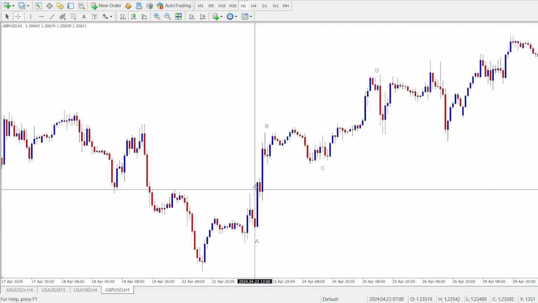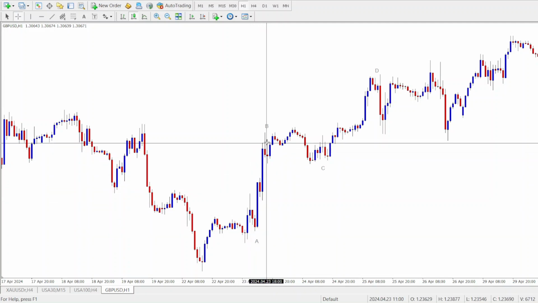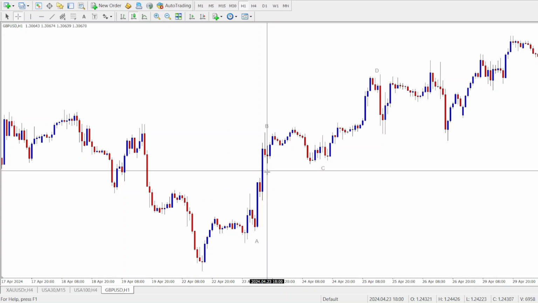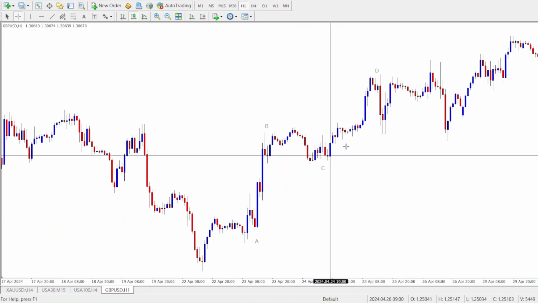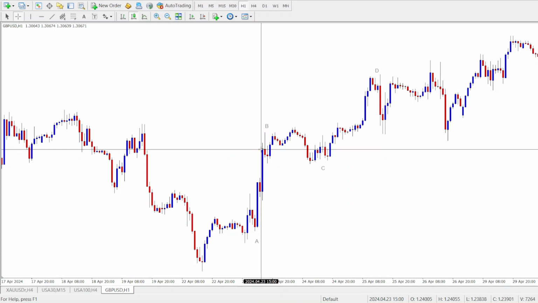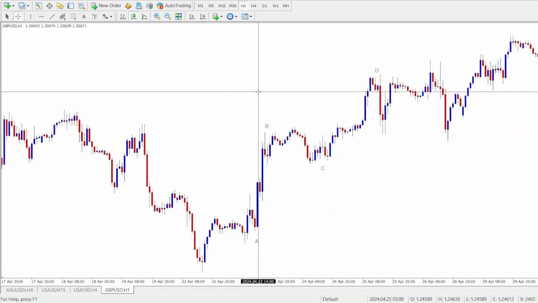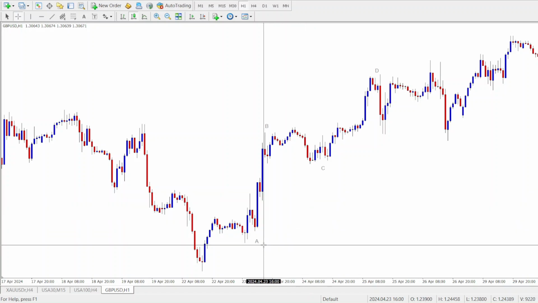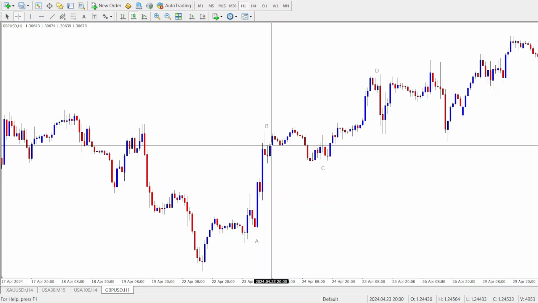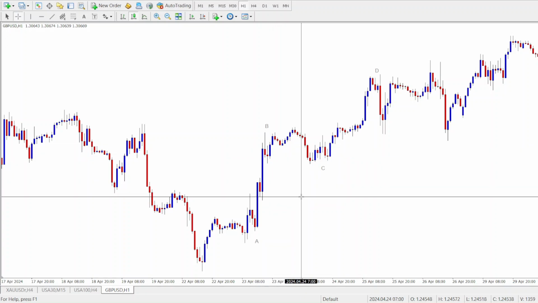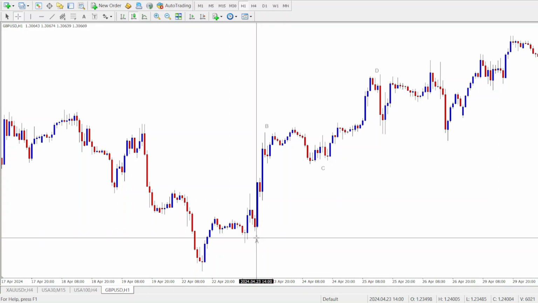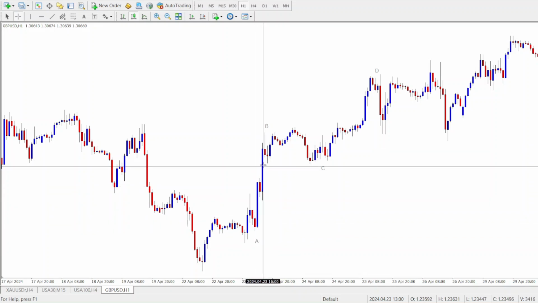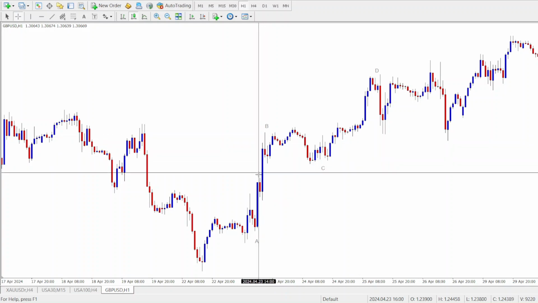Now from point A to B, it is the impulse move. It is the initial strong price move in one direction. For a bullish trend, like in this particular example, it is in the upward direction. Had it been a bearish trend, it would have been in a downward direction. Point A to B is the impulse move. It is the trend that establishes the first leg of the pattern. It is called the AB leg.